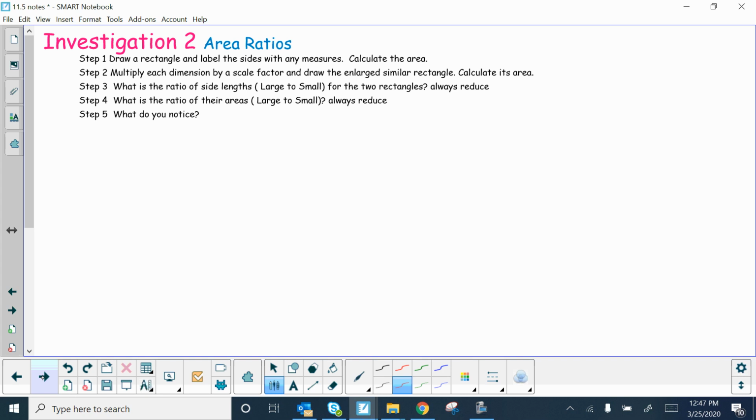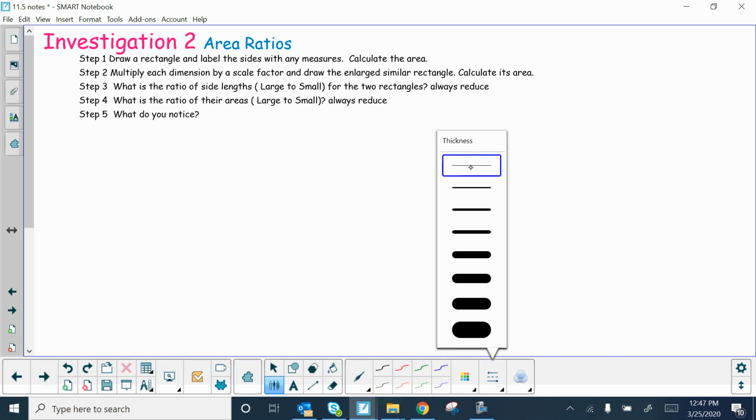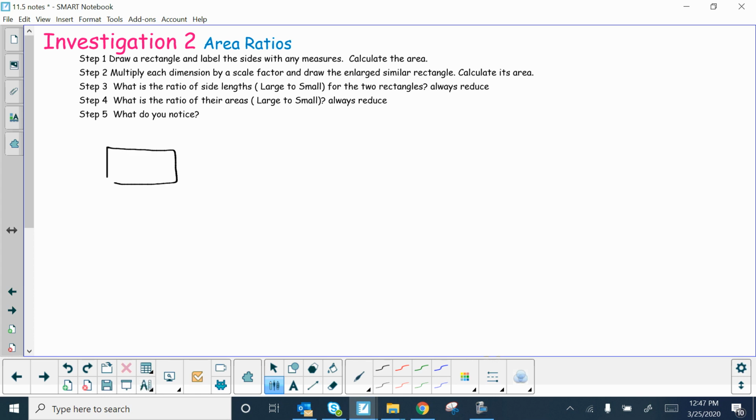Okay, it says draw a rectangle and label the sides with any measures. And then we're going to calculate the area this time. So we're not doing the perimeter. So let's start off by drawing a small rectangle. Okay, and let's pick easy numbers. Let's say this side is 2, and let's say this side is 4. Now it says multiply each dimension by a scale factor and draw the enlarged similar rectangle. Calculate its area. Okay, so let's do, oops, I forgot to do the area over here. So let's do the area. The area over here is 8 units squared.